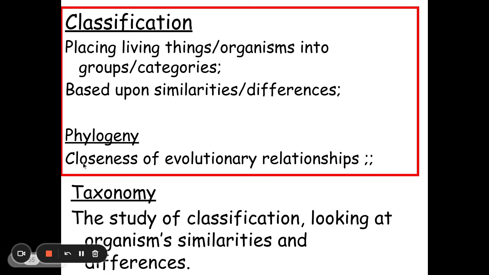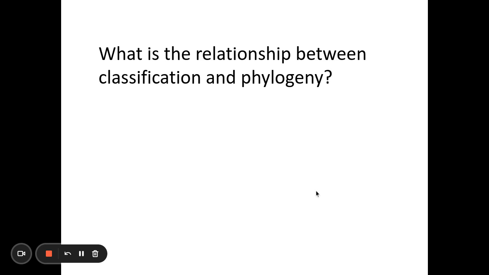Quite often with phylogeny, you might get phylogenetic trees, which can demonstrate the closeness of evolutionary relationships. It can demonstrate how close organisms are based upon evolutionary relationships. Now, classification might be asked why things are classified in certain groups, so be prepared for that kind of question. But a very, very popular question that you might get is, what is the relationship between classification and phylogeny?